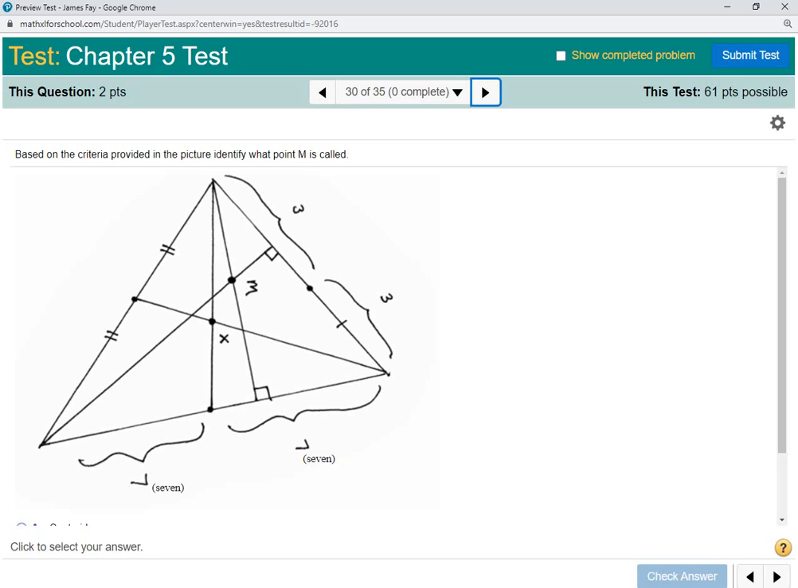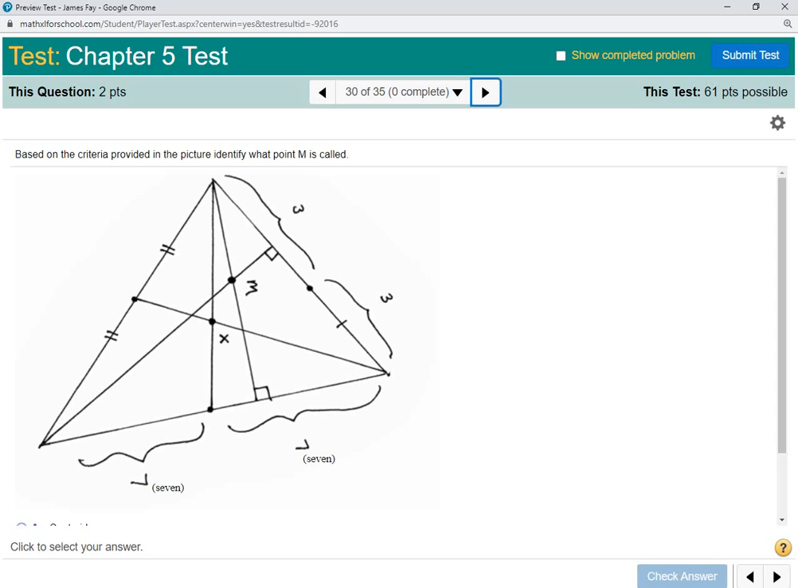Here, let's say that I want to look at point X. I want to look at the segments that intersect to make that. This is one of those segments, right? Okay. Is it perpendicular? It's a bisector. I agree with that because it comes at the midpoint, but is there a right angle marking here? No, so it's not a perpendicular bisector.